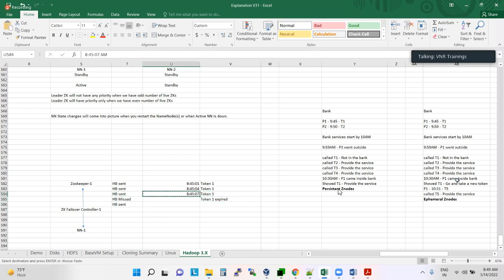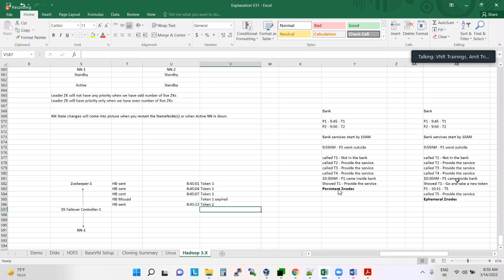Heartbeat sent. Normally it should send the heartbeat at 8, 9, 10, right? But it is sent at 11, 12, 13. Then what will happen? Understood this? Even if one heartbeat is missed, your token is expired. Understood? Or any questions? Even if one heartbeat is missed, your token is expired.